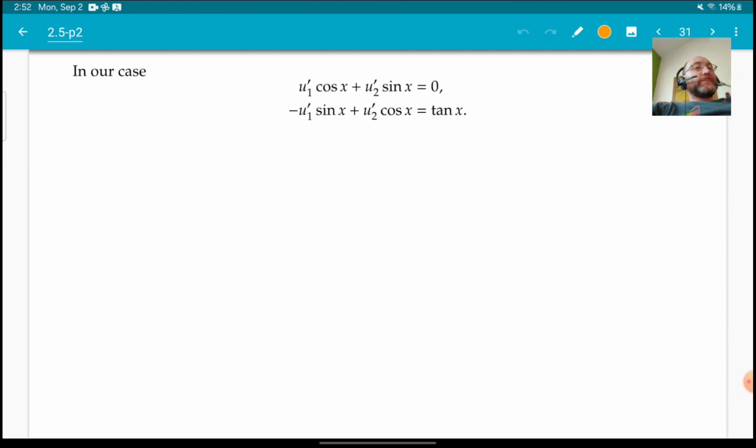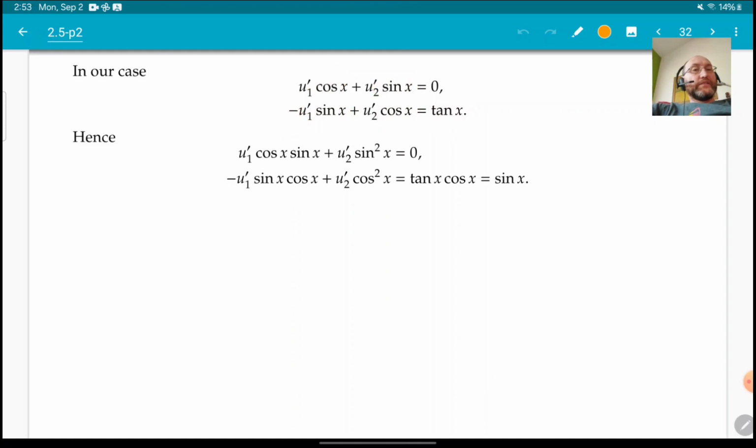So let's do that on the example that we're doing. We have cosine and sine. So this is the y1, this is the y2, y1 prime, y2 prime. And that's where the minus sign comes from, from differentiating the cosine. And this was f of x. So that's what we have.